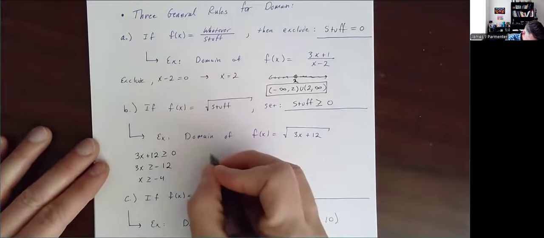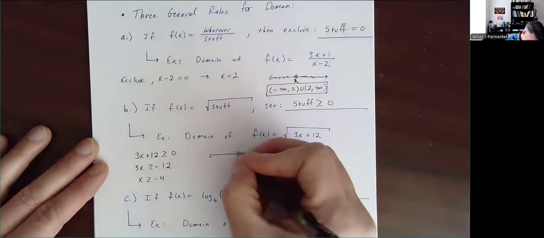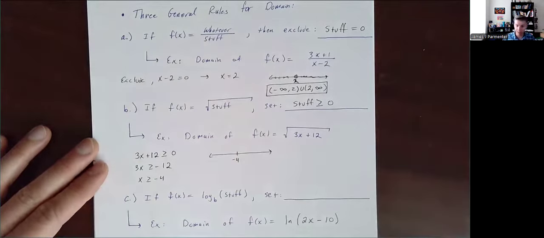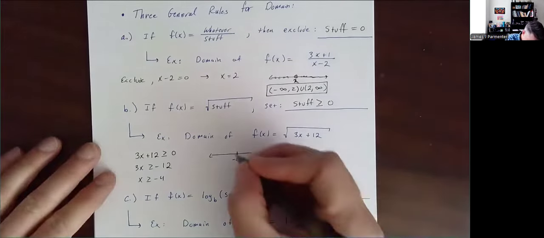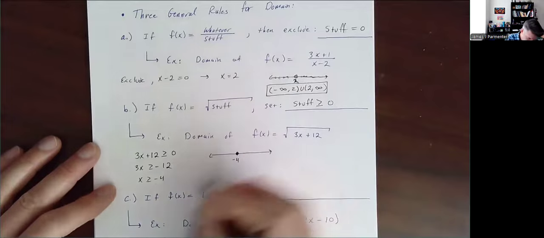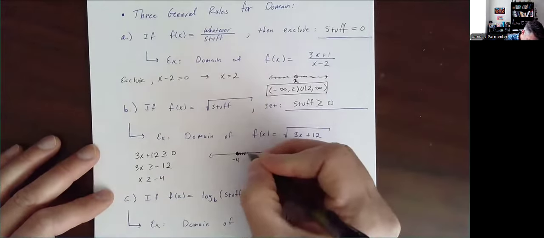On the number line, again, you don't have to draw the number line. I just like to draw it because I think it makes it easier to see what's going on. I'm only putting the numbers that matter. I don't care about 0. 0 is not important here. I just care about negative 4. I want to include negative 4. And I want everything where x is bigger than or equal to negative 4. So I want everything to the right of negative 4.